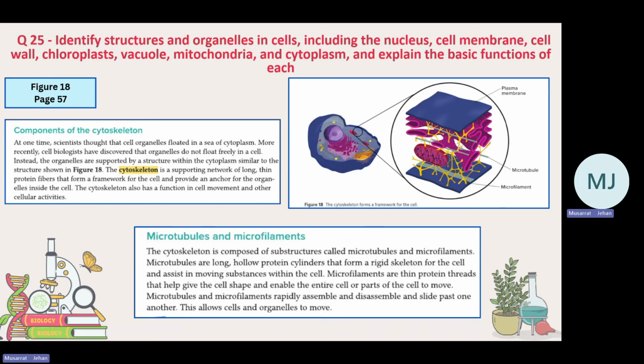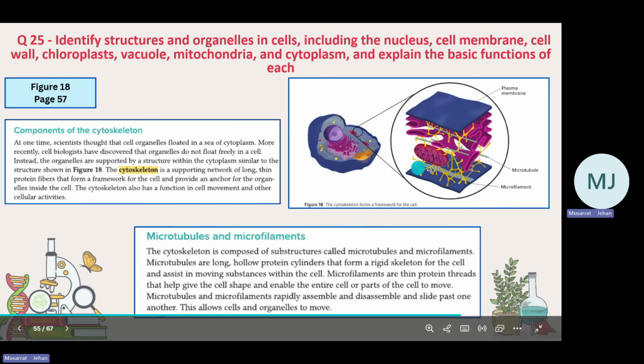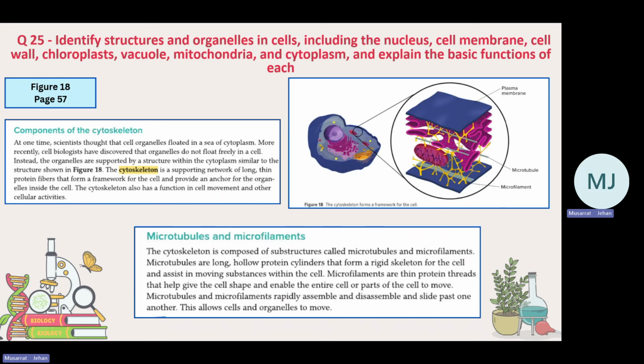Microfilaments are the yellow ones, the dark yellow or ochre colors. Microfilaments are thin protein threads and help to give shape and enable the entire cell or parts of the cell to move. Microtubules and microfilaments assemble and disassemble and slide past one another so the organelles can move. This is the cytoskeleton.